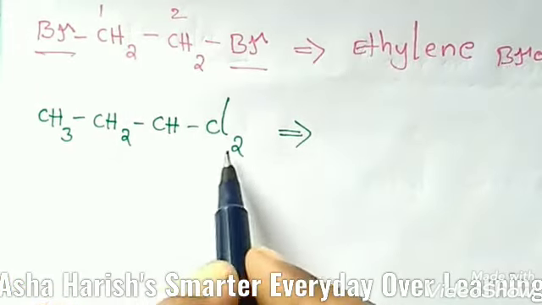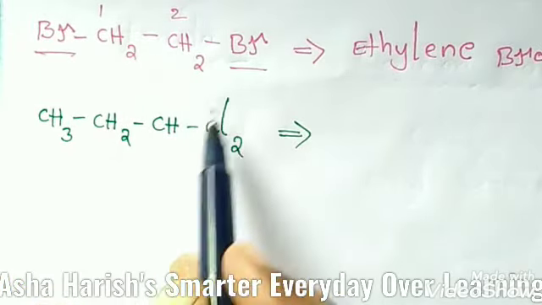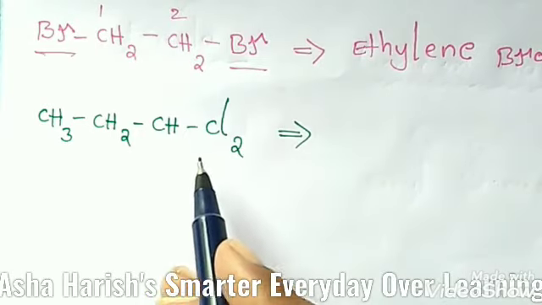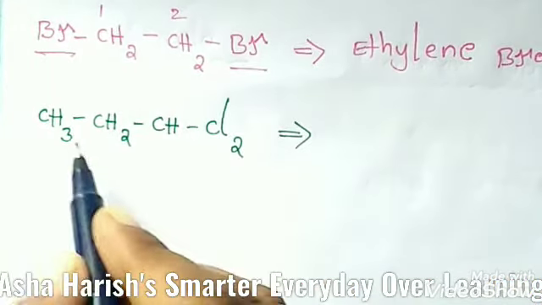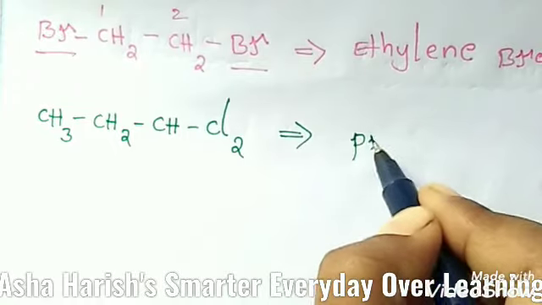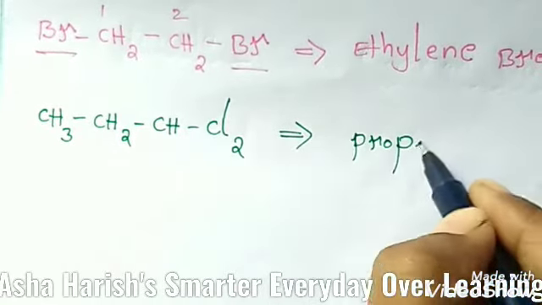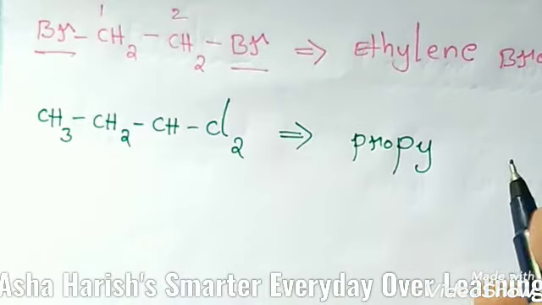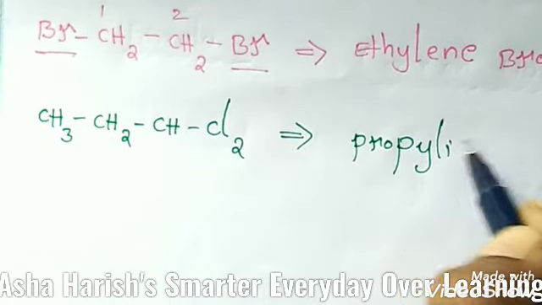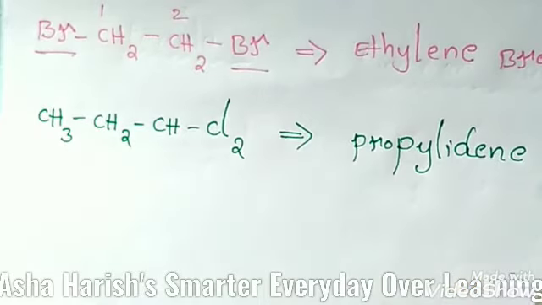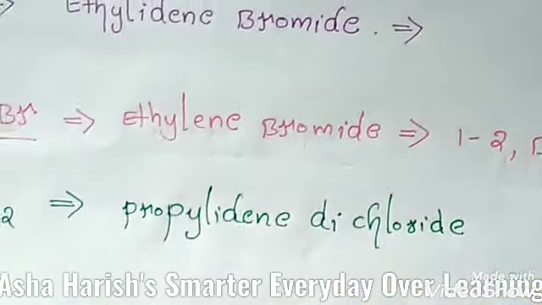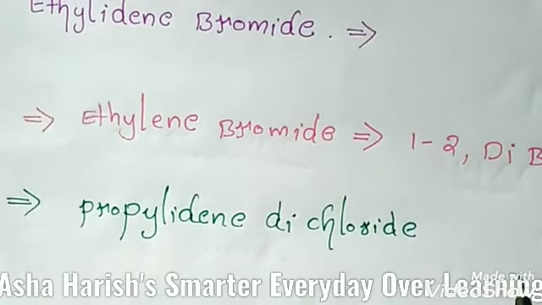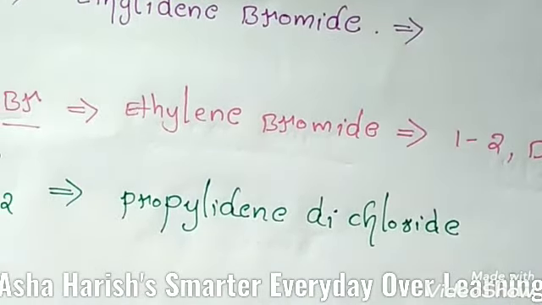CH3, CH2, CHCl2. If you see this carbon, 2 halogen atoms are attached to single carbon. So students, according to alkylidene dihalides definition, this is known as, if there is 3 carbon atoms, the root word you know very well, prop. Okay, then basing upon that definition of alkylidene dihalides, that is propylidene dichloride. Propylidene dichloride.